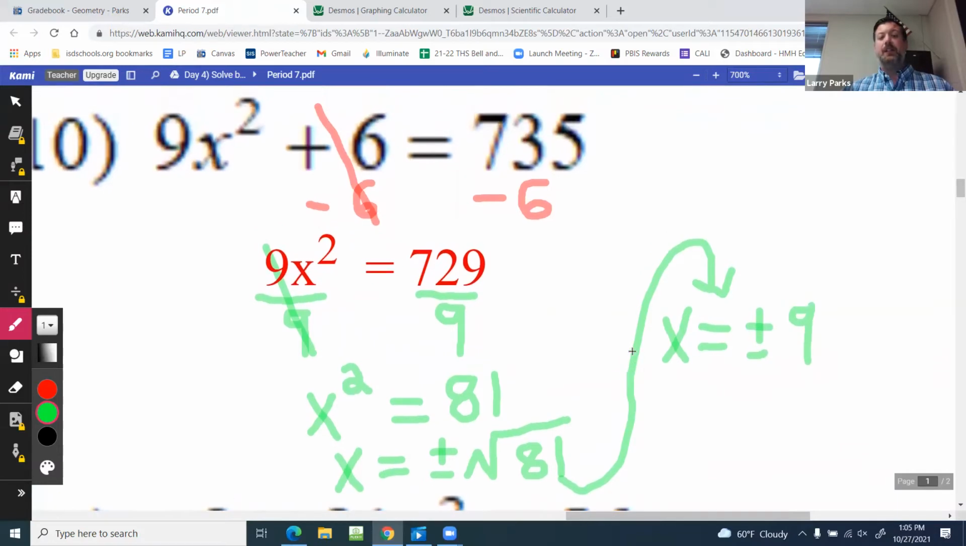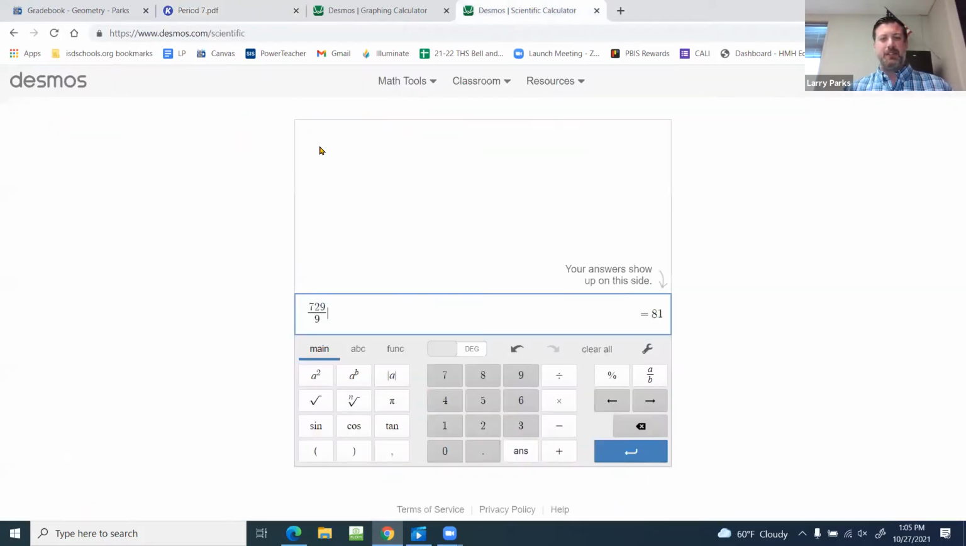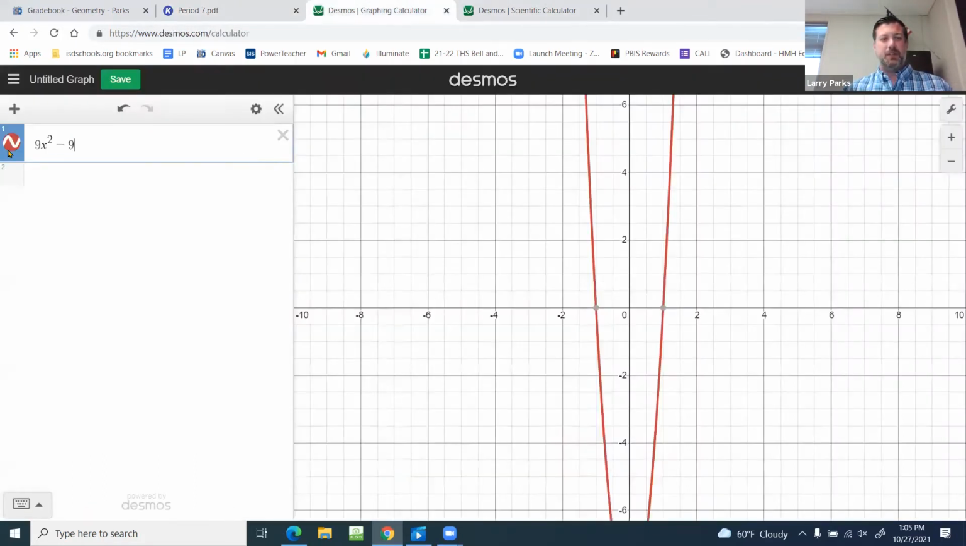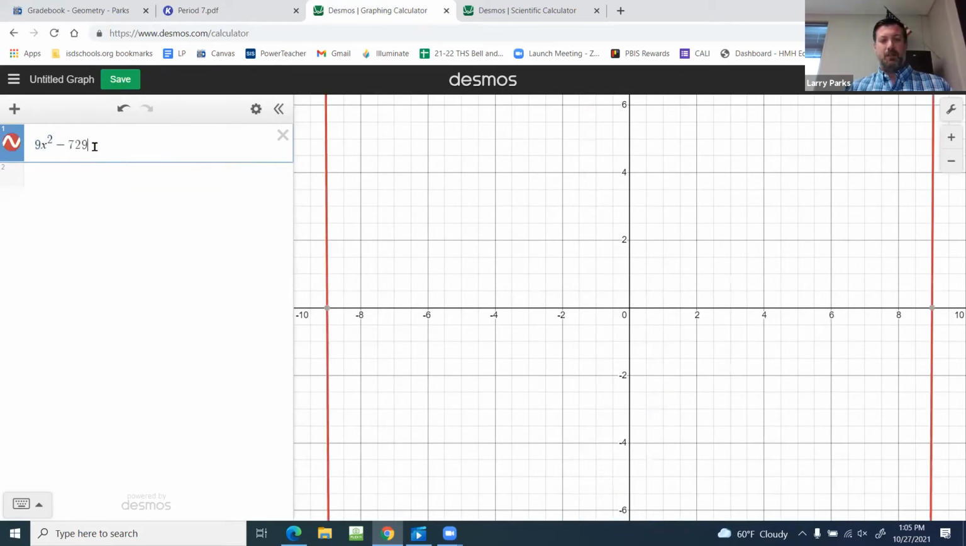Check my work. I would have to type this in. I'd have to move everything to one side. So 6 minus 735 would be negative 729. So I'd have to type this in as 9x squared minus 729. And you can see I get negative 9 and 9.